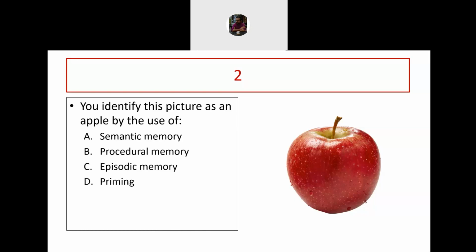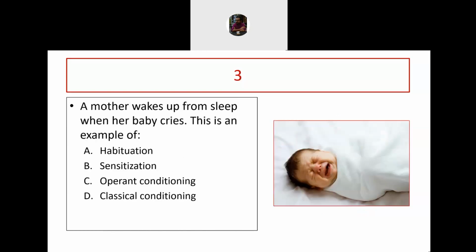The third question. A mother wakes up every time the baby cries during the sleep. So this is a reflex phenomenon. So what is this an example of? How do you explain this physiologically?